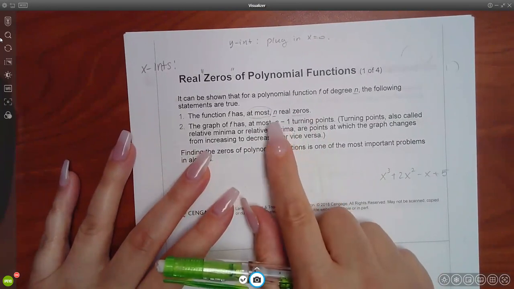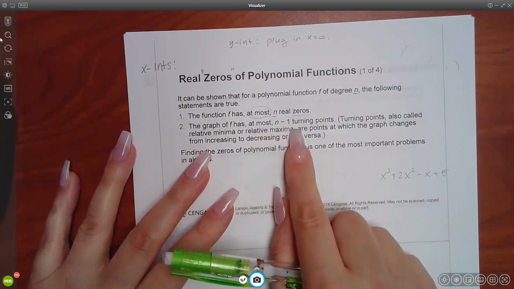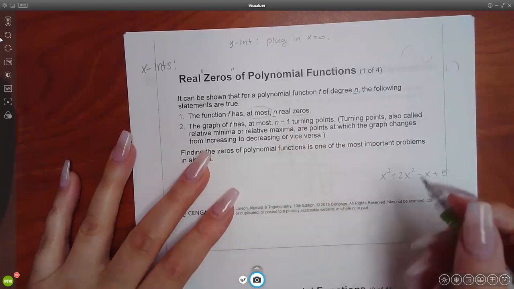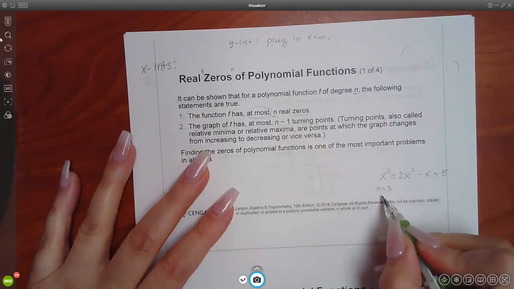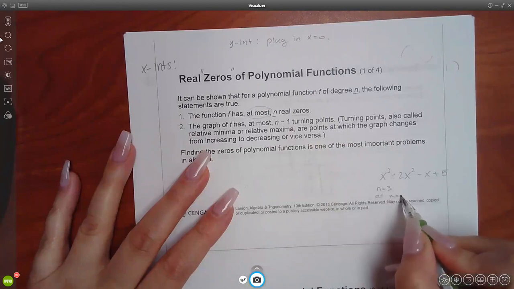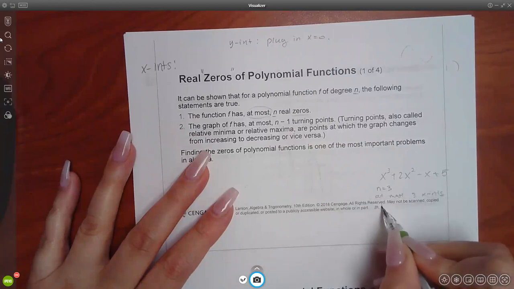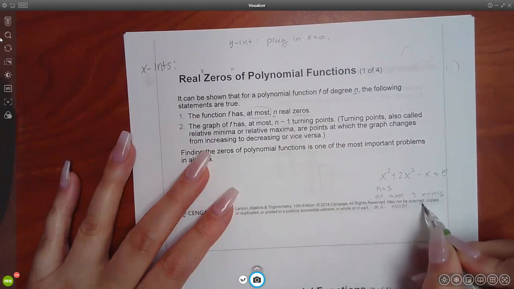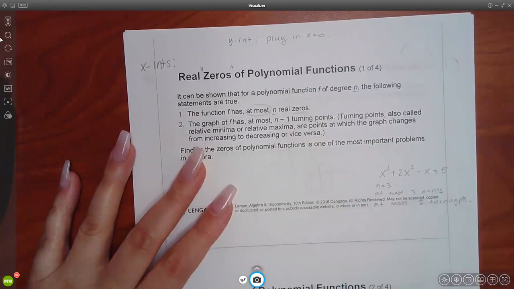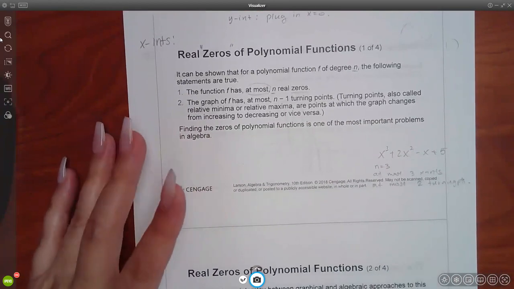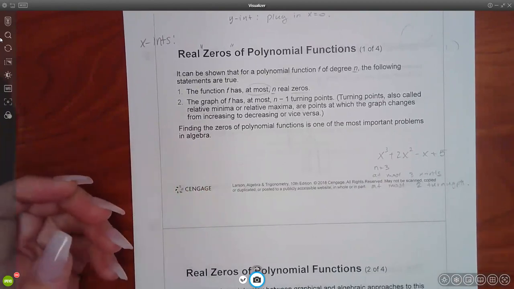But I do know that whatever that power is, it is going to have at most this many turning points. So for here, I know that my power is 3. That means I could have at most 3 x-intercepts, and it also means that I could have at most 2 turning points. It doesn't mean I will have 3 x-intercepts or I will have 2 turning points. It just means that's the most I can have.